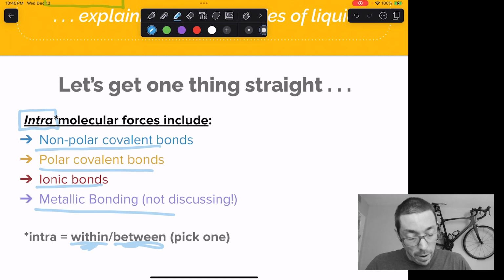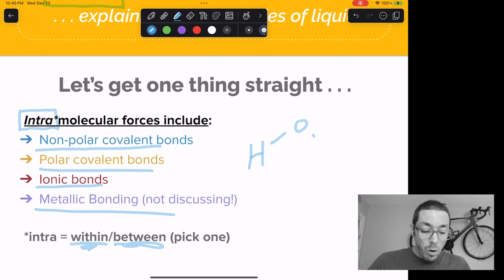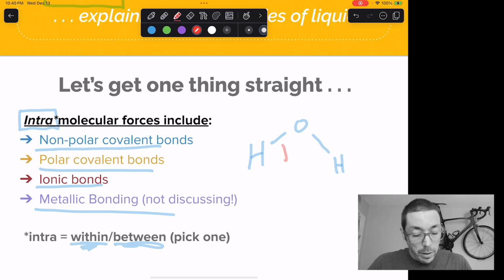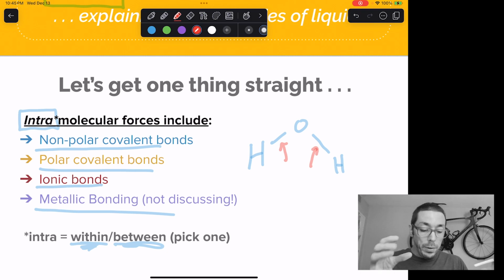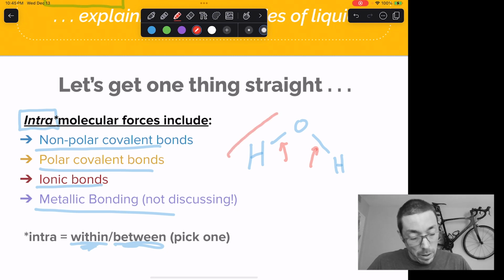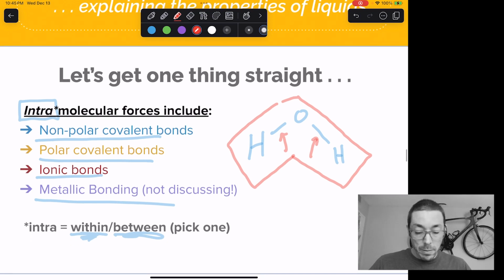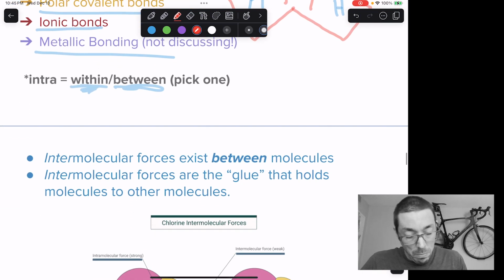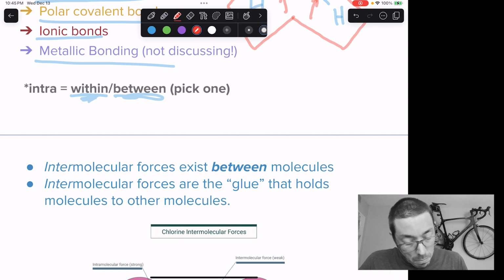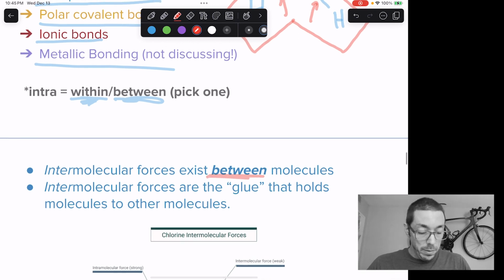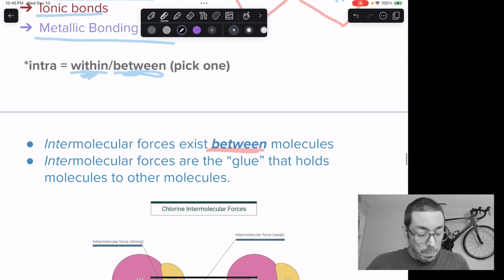So if I talk about water, intramolecular forces would actually be these two bonds. They are forces that hold the hydrogen and the oxygen together, and it's within the molecule, if you consider this thing the molecule. So that's not what we're talking about now. We're talking about inter, which means between separate molecules. So here is a picture of that.